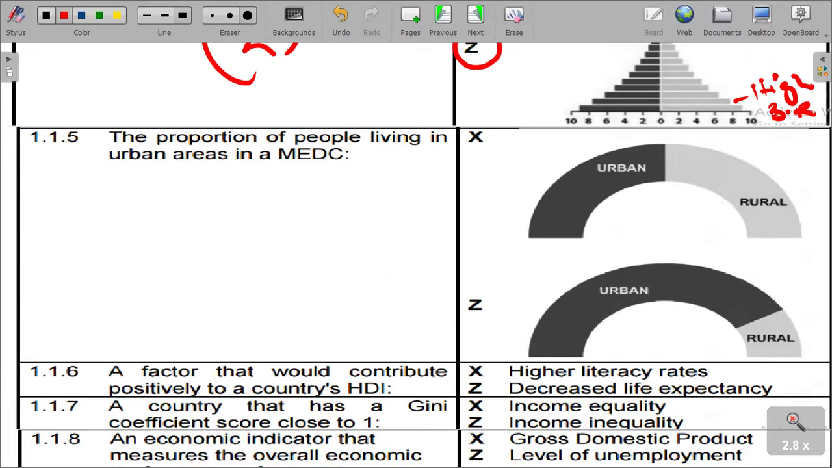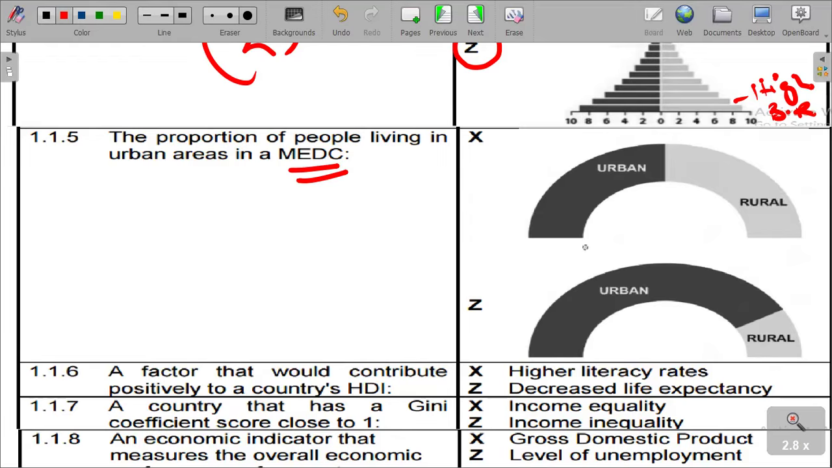The proportion of people living in urban areas in most economically developed countries. When we look at the number of people living in urban areas in most economically developed countries, the number is very high. Most of the people live in urban areas rather than rural areas. The countries are economically developed, so they can build proper houses and infrastructure. So urbanization is very high in most economically developed countries.